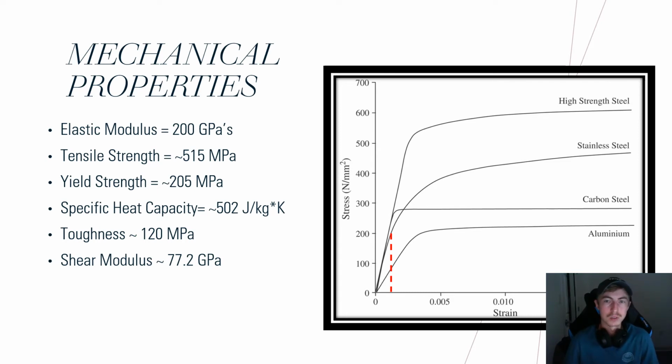So then up next, I'd like to talk about the toughness. The toughness is the ability to absorb energy and plastically deform without fracturing. And the toughness for stainless steel is about 120 megapascals.